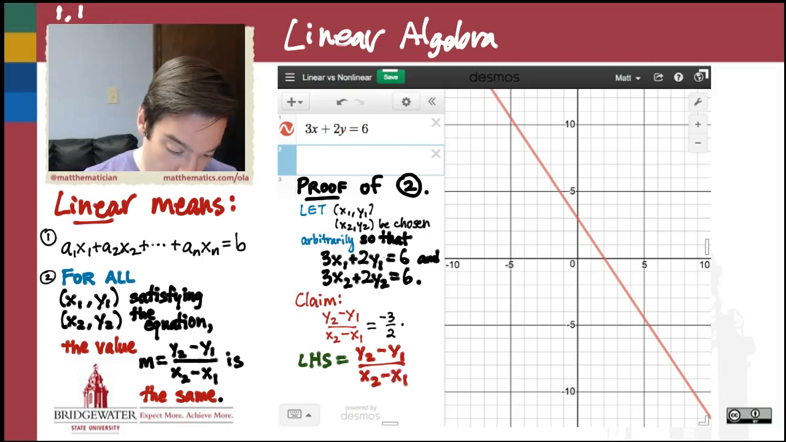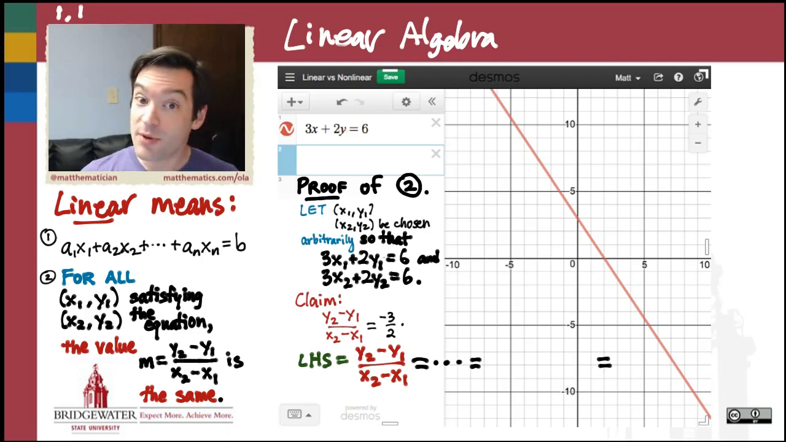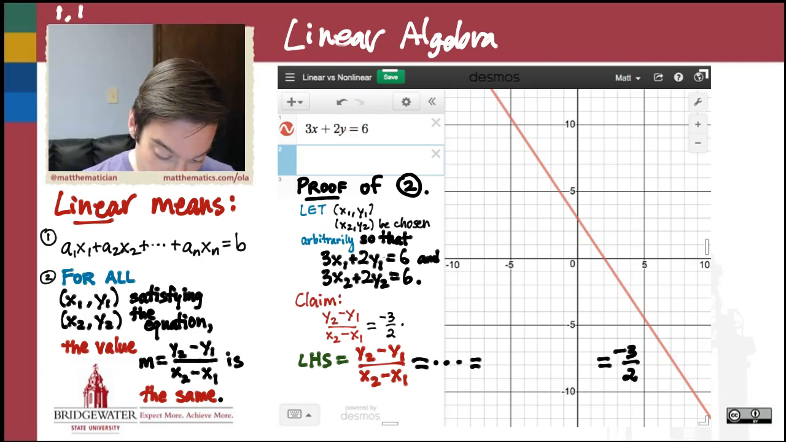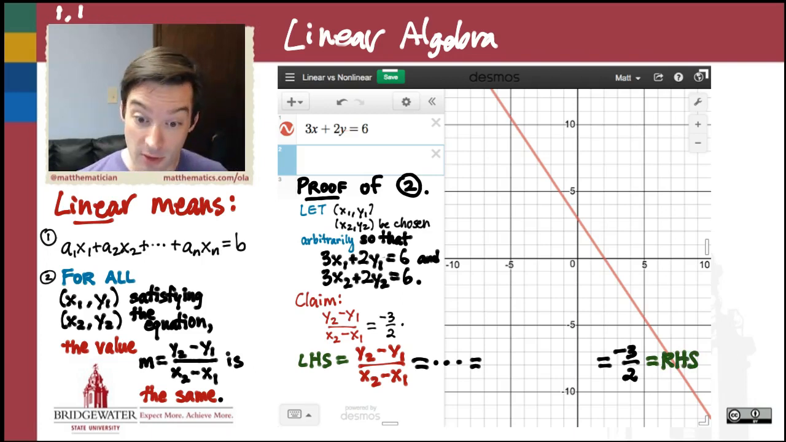And our goal, then, is to do a bunch of work, figure out what that work is. It's not going to be too extensive in this example. But ultimately, we want to do some work to simplify that expression iteratively, keep simplifying it and simplifying the simplification until, hopefully, we can get it to simplify out to the number that we want, -3/2. And that is the right-hand side of the equation that we're trying to prove. So this is a template for what the rest of our work is going to look like.